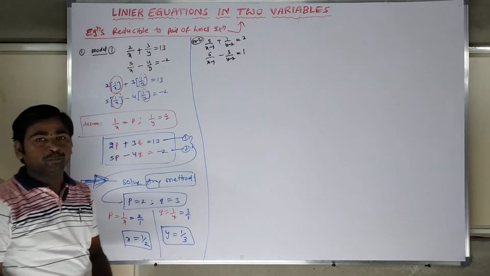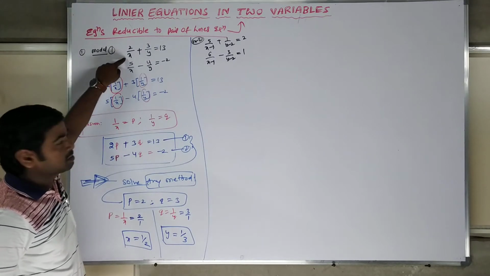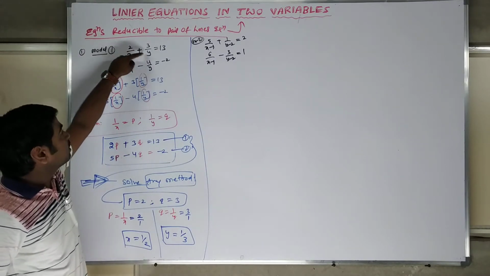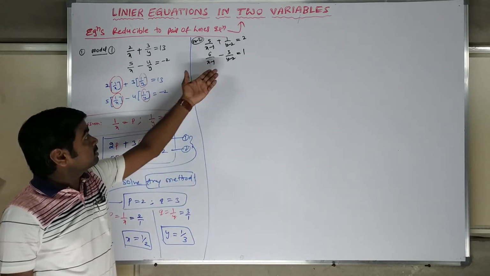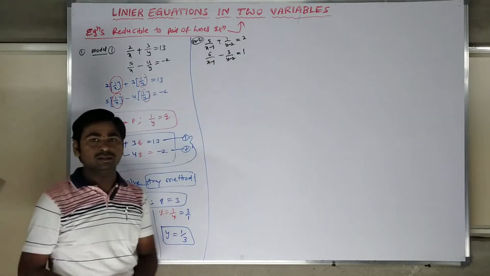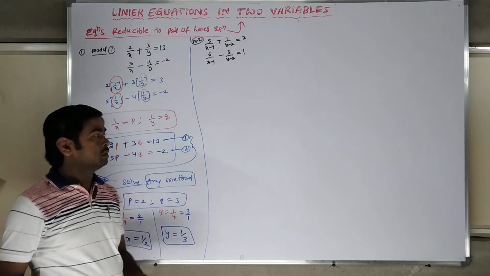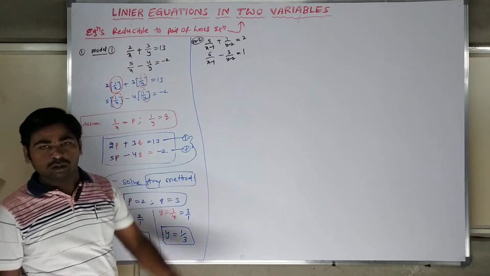This is a model. Previously we had 1 by x and 1 by y, only x and y were there. Now it is not x and y, it is x minus 1 and y minus 2. Some complexity they are increasing. Don't worry about that. How you did the previous problem, the same model you can apply.